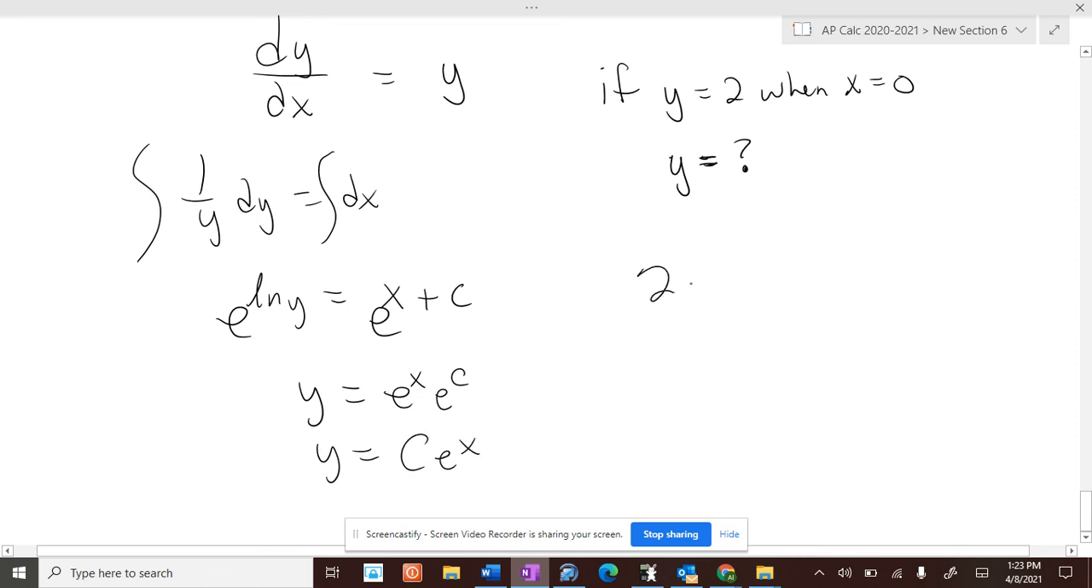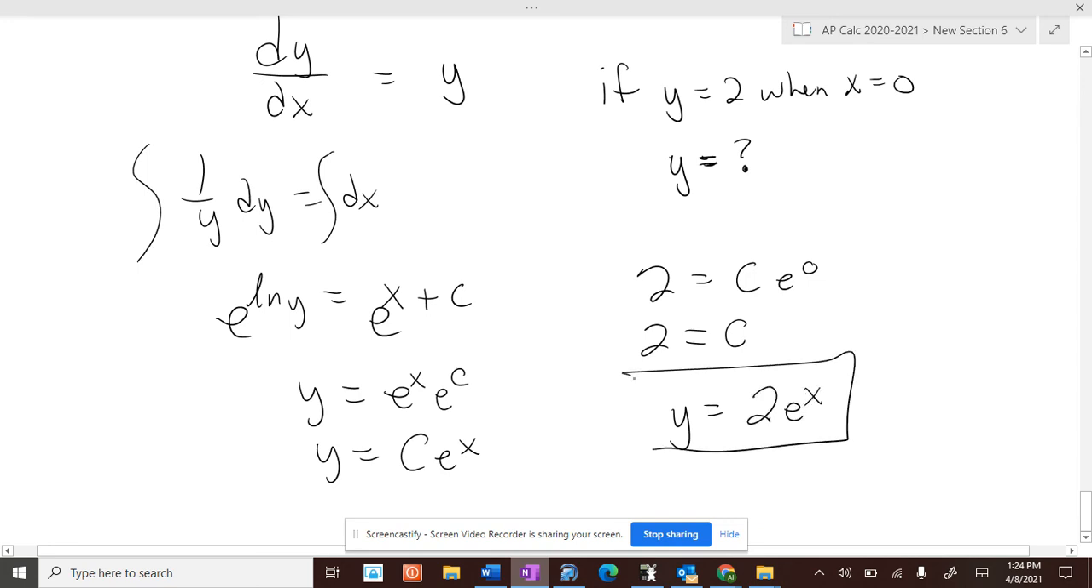So 2 equals c e to the 0. So what is c equal to? 2. So what is y equal to? 2 e to the x. Bada bing, bada boom.